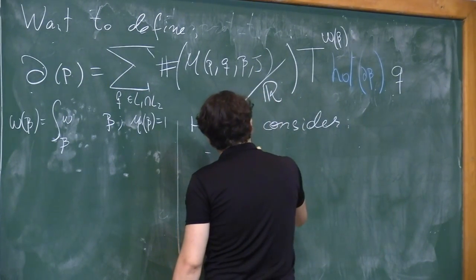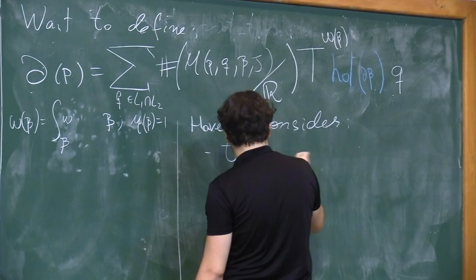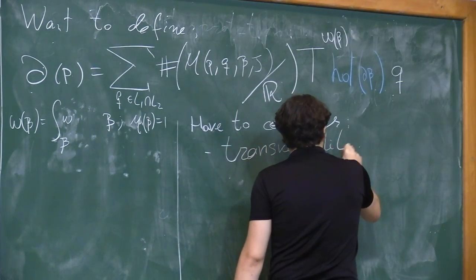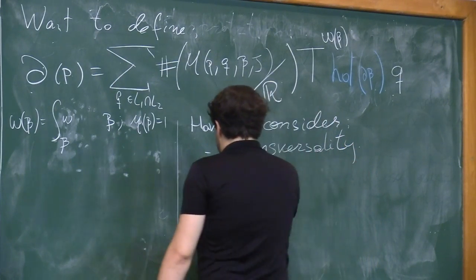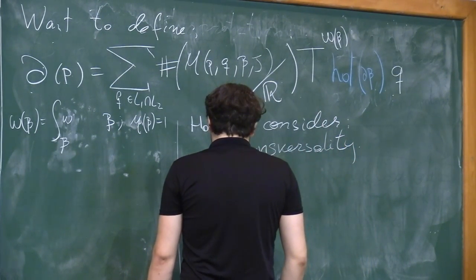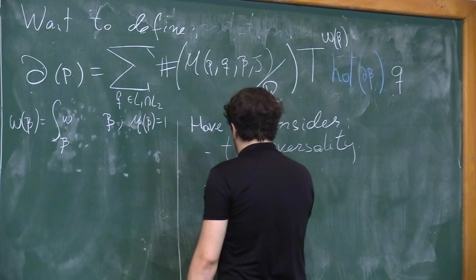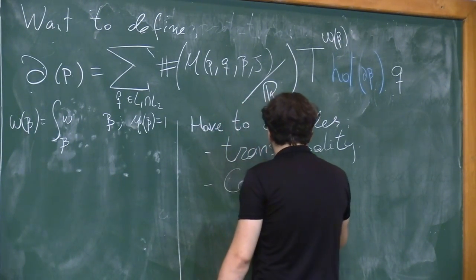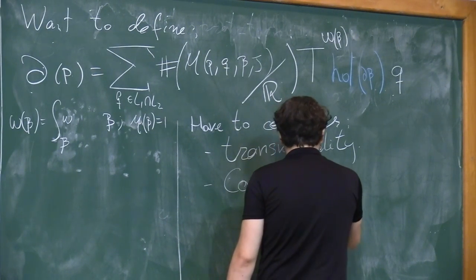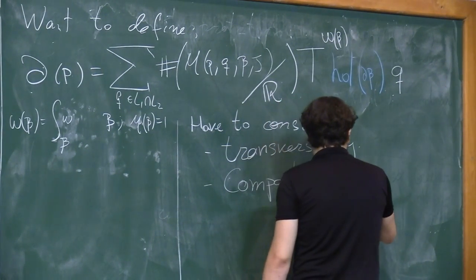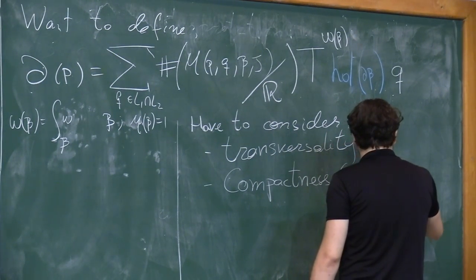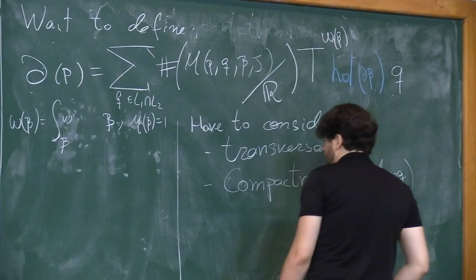First of them, which I'll not talk too much about, and I assume that we have, is transversality. Second of them will be compactness. So how do we compactify this moduli space? And this will involve the bubbling phenomena that I'm sure you saw in Gonzalo's lecture.